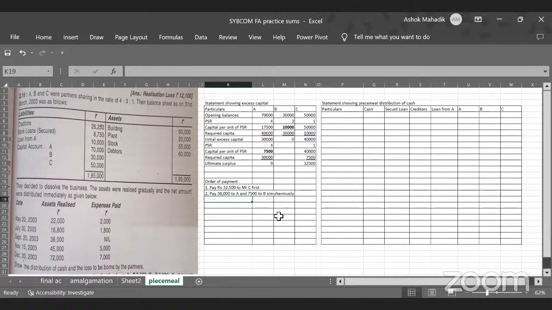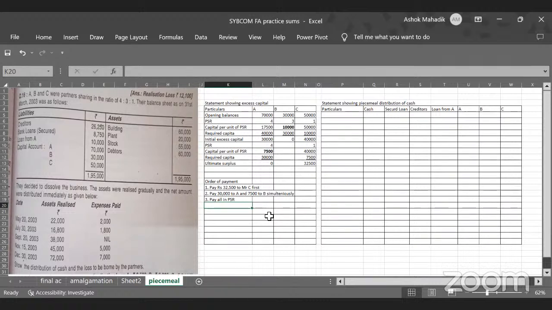Okay, this is second order payment. Third, we will pay all in PSR. Pay all in PSR. So when we go to the last part in the statement of piecemeal distribution, this order will be used when we go to payment of partners' capital. If this question is there for 20 marks, then this will have at least 5 to 6 marks. I hope you have understood this.